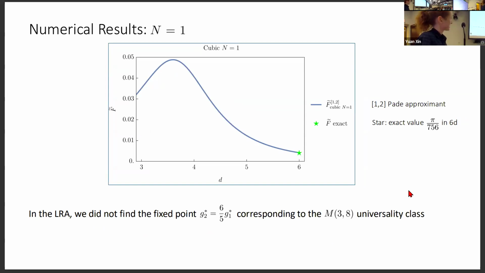For the n equals 1 theory, we can do the same thing. We're again using the 1-2 Pade approximant. But a comment is that in the long range approach, we did not find this fixed point G2 star is 6/5 G1 star, which corresponds to the M3,8 universality class. We only found the one with G2 star equal to G1 star, which corresponds to the 2 copies of Yang-Lee. And yeah, so that's just a comment.